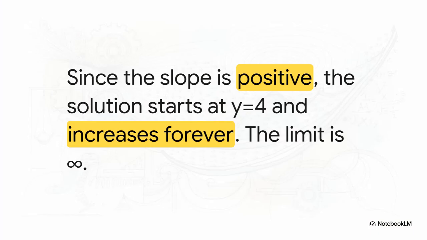So since the slope at y equals 4 is positive, the solution curve starts to move up. And as y gets even bigger, that y minus 3 term is also going to get bigger, making the slope even steeper. The curve just keeps going up faster and faster. The conclusion? The solution that starts at 4 increases forever. Its limit is infinity. We just predicted its entire future from one simple calculation.